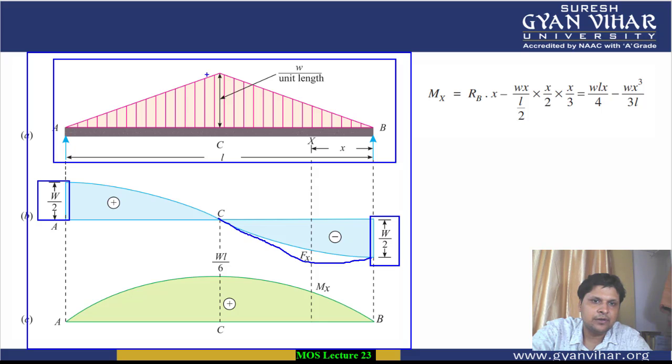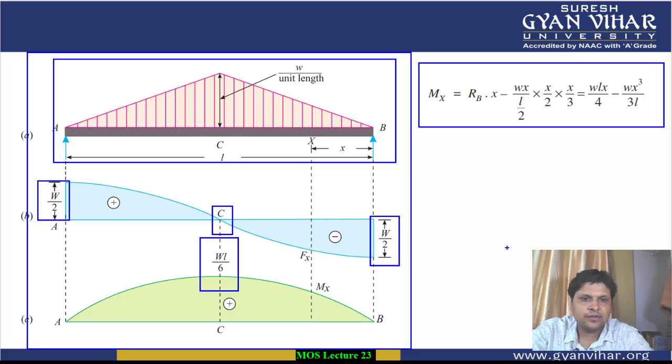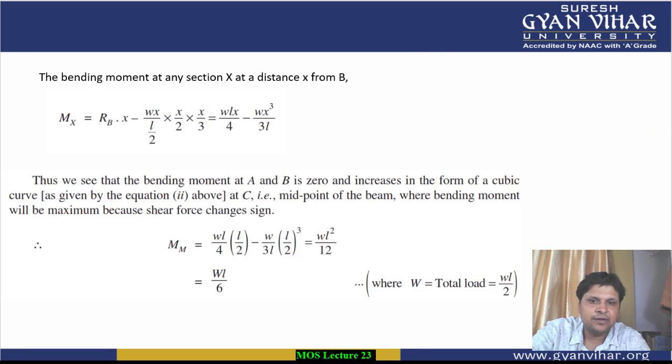As I have already told you, if the load is in the form of an inclined line, then in that case your shear force diagram will be a parabola. All right. Then after the value at C, you can see, is equal to 0. The value of shear force at C is equal to 0. Therefore, you will get a maximum bending moment at this point. All right. So this was the concept regarding the uniformly varying load.